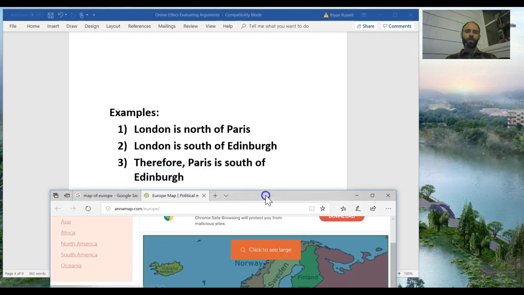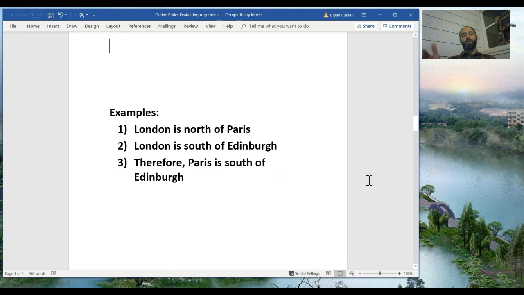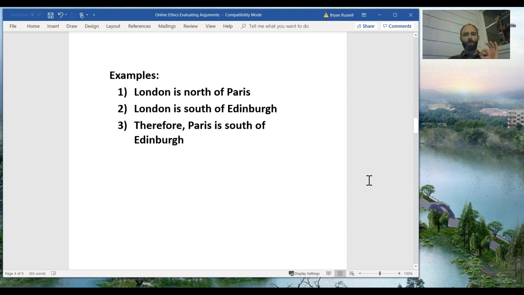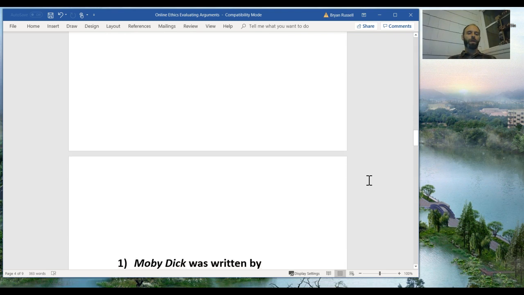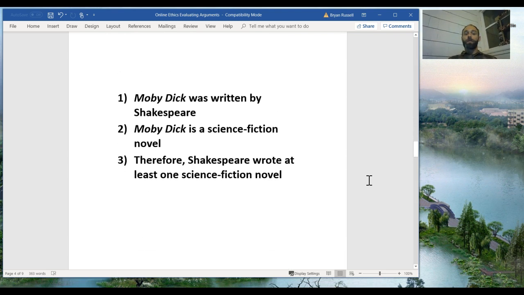So we would see that both premises are true. So then we'd see that this argument passes the true premise test. So what have we said of this argument in sum? We've said if the premises are true, they give us good reason to believe the conclusion, and the premises are in fact true. So we have good reason to believe this conclusion, that Paris is south of Edinburgh. So good argument, passes both tests, good argument. Let's look at another example.